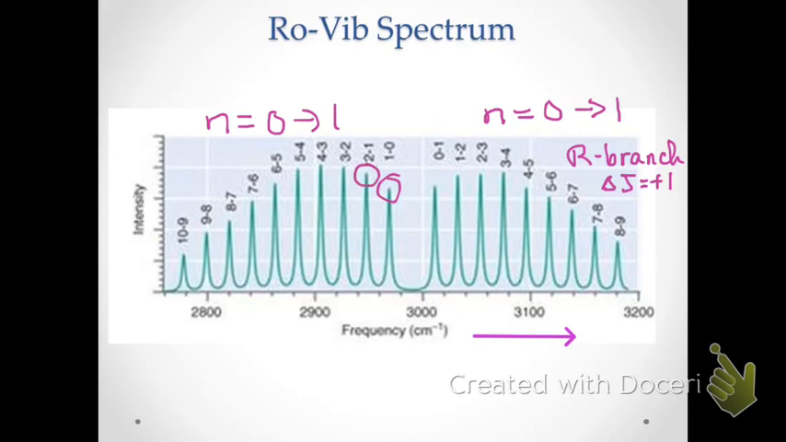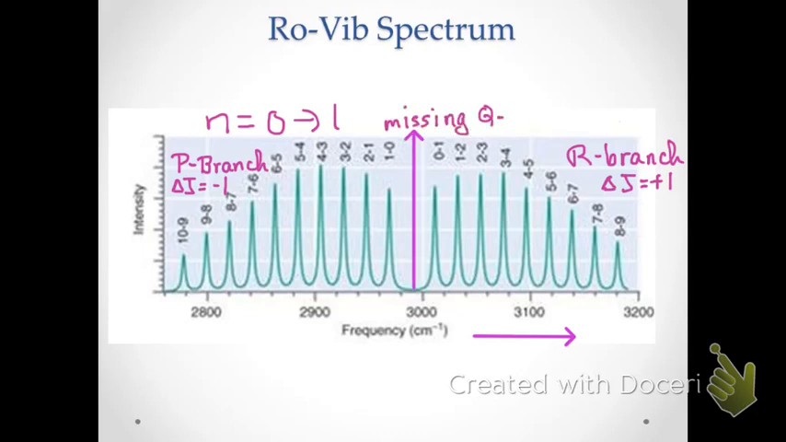It goes from j equals 1 to j equals 0. This line is j equals 2 to j equals 1, j equals 3 to j equals 2, so the rotational quantum number is decreasing by 1. This corresponds to what we call the P branch of the spectrum, where delta j in all cases is equal to -1. The gap between the P and the R branches is where the Q branch would appear if it was allowed in the case of diatomic molecules. For other molecules, we will indeed see that the Q branch does appear.